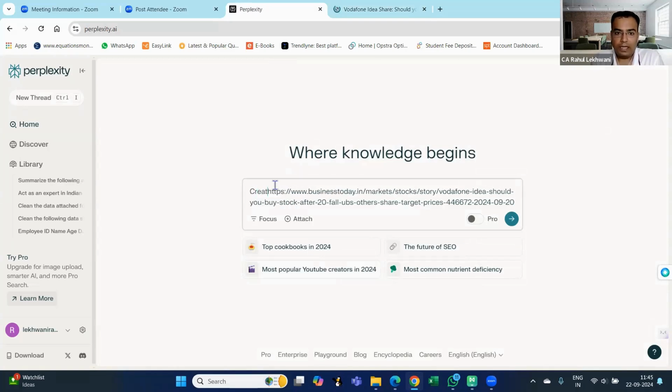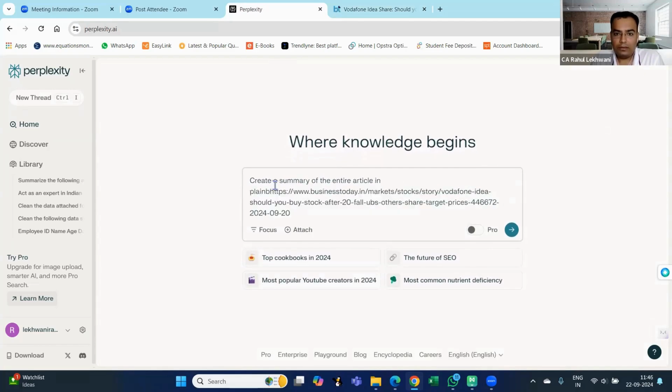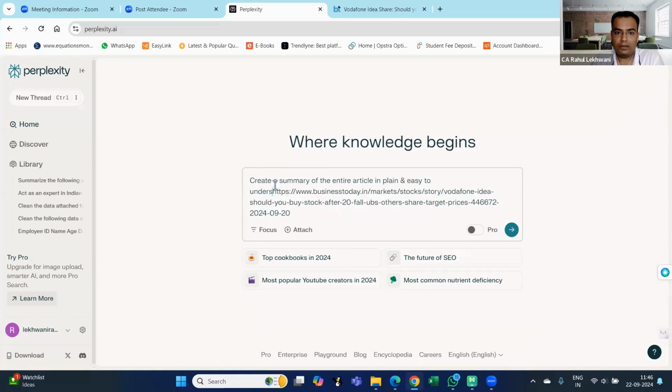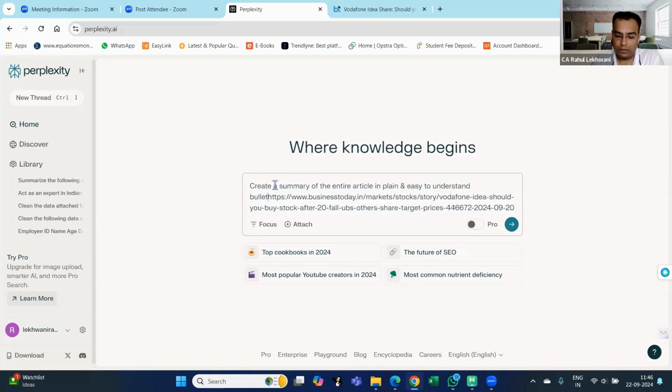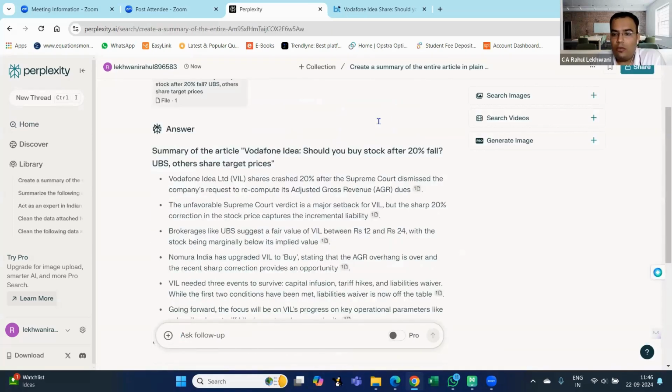So, create a summary of the entire article in plain and easy to understand bullet points. What I'm trying to do is that instead of reading line by line, I want a summary of this article in plain and easy to understand bullet points. Let me just click on that. Can you see this? How fast it is?